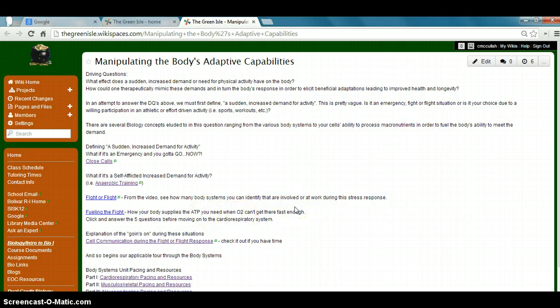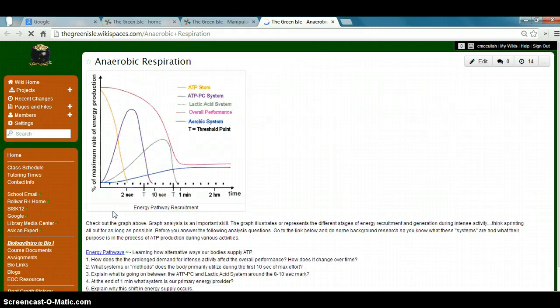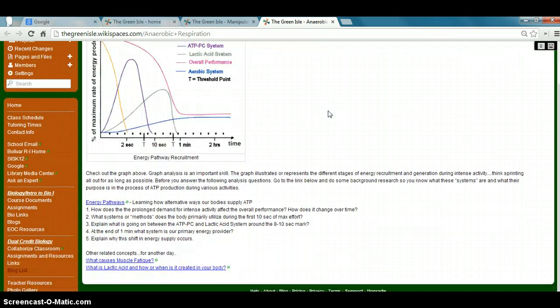Because there are going to come times in your life when you're going to have ATP and energy necessary to fuel your body, but yet you don't have enough time to allow oxygen to get to the end of the electron transport chain to remove the electrons like normally. So again, click on this link right here. It'll take you to this page here. And I've got a graph here. You ACTers and college prep people, graph analysis is important. So check it out. It says the graph illustrates or represents the different stages of energy recruitment and generation during intense activity.